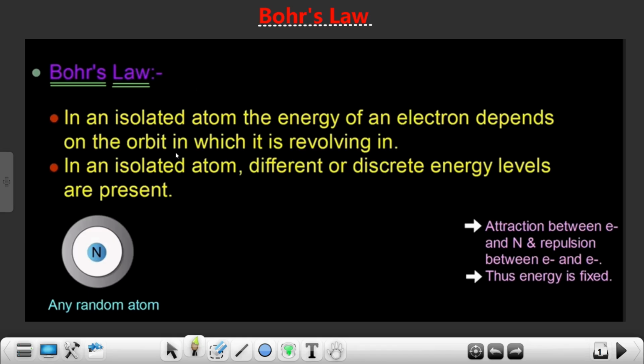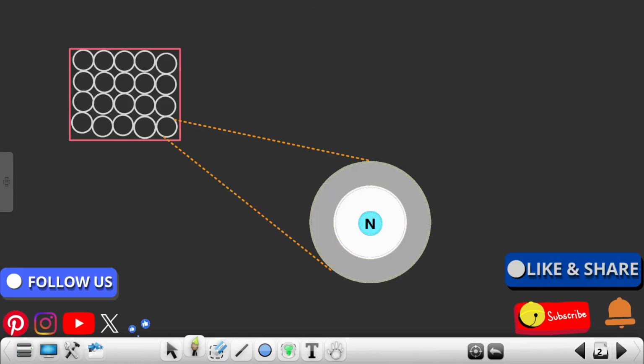First of all, we will read each and every point and try to understand each concept one by one, step by step. Great. So let's start with the sentence mentioned over here: in an isolated atom. Let me highlight this word, isolated atom. So what is the meaning of isolated atom? Let me proceed further and explain this entire thing.